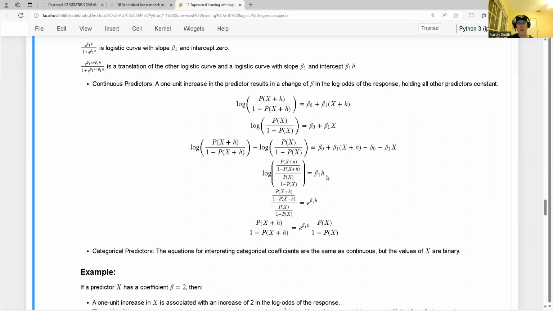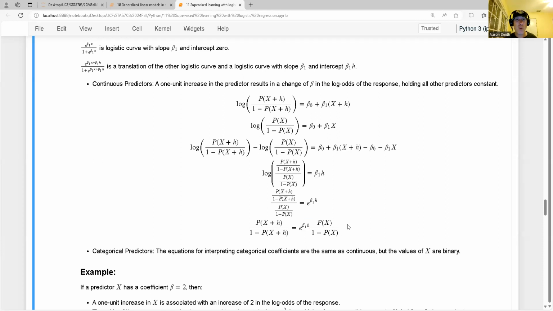Now this equation is perfectly legit for our interpretation, depending on what I'm working on. But let's go ahead and take this a little bit further, because that might be a little bit easier to interpret for what we're doing. Okay, let's take e of both sides. So now I've got the ratio of the odds is equal to e to the beta 1h. Now I'm going to multiply both sides by the fraction on the bottom of the big fraction. And so now I can see that the odds after translation is equal to the original odds times this e business. And that gives us our interpretation.